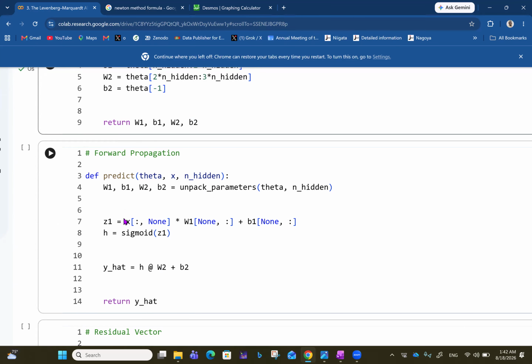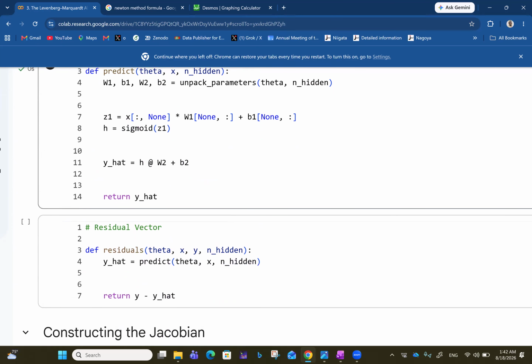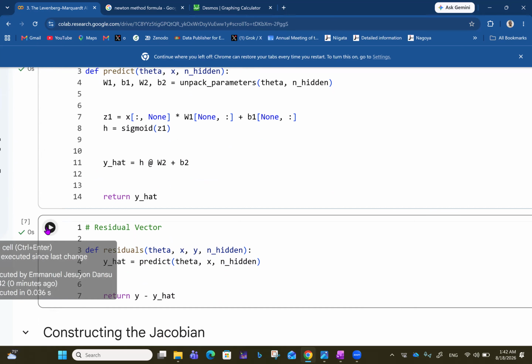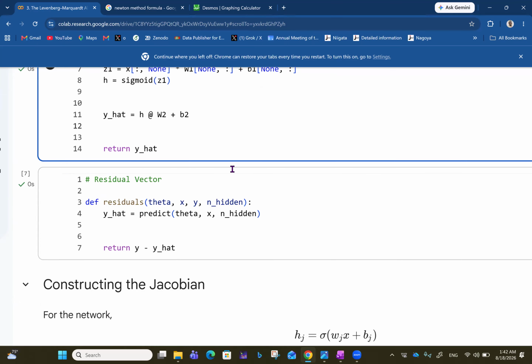Then you have Z1, so you have X times W1 plus B1 like that. And then H is sigmoid that takes in Z1. And then Y hat for the prediction is H times W2 plus B2. And you return Y hat like that. So that's forward propagation happening there. And for the residual vector, that's Y minus Y hat, the observed value of Y and the predicted value, which we got from here. So we also define the residual vector like that. We are defining all these functions ahead to be used later on.